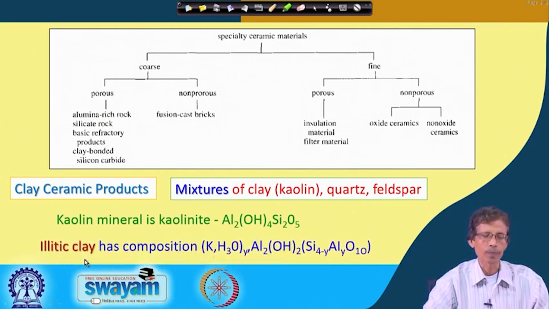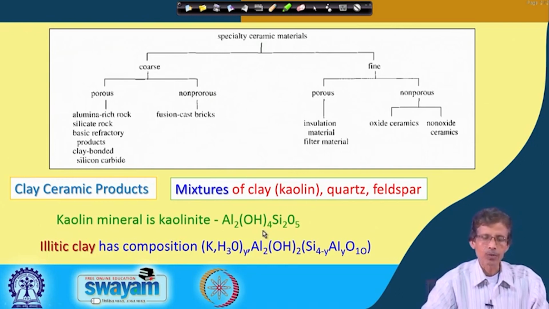Then another variety of clay we can have is the illitic clay, which can have the same type of composition, but is not the pure disilicate, it is basically aluminosilicate. We all know very well that some of the silicon positions can be substituted by aluminium as Al3+. So, it can have a different property, and it can have a different structure as well.